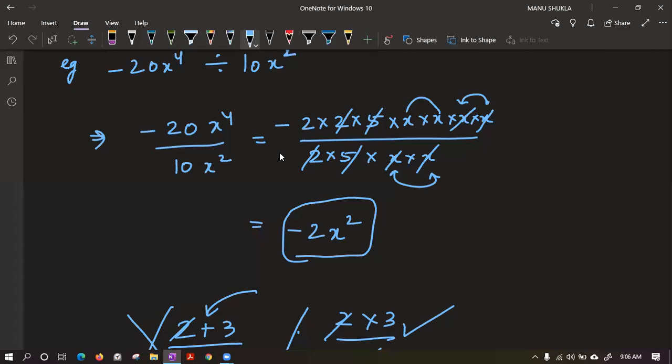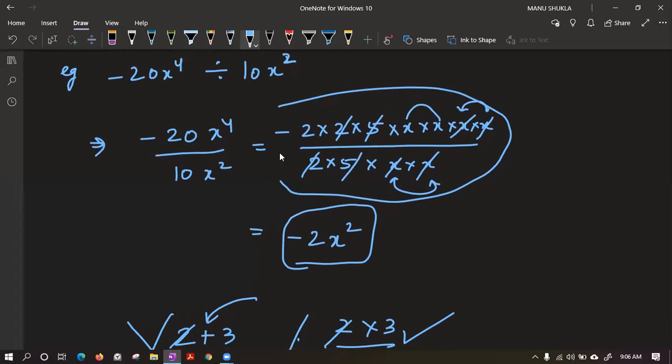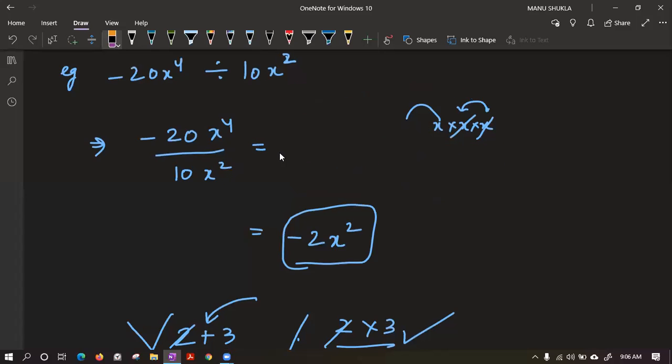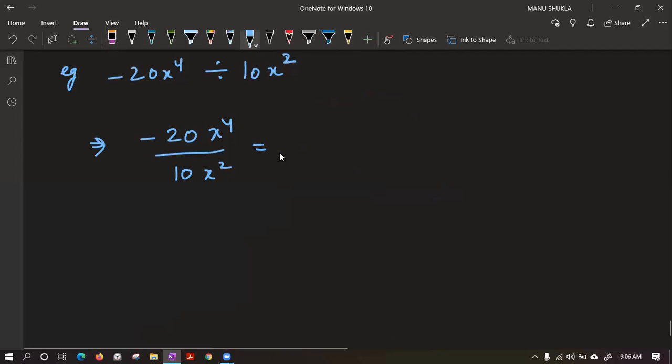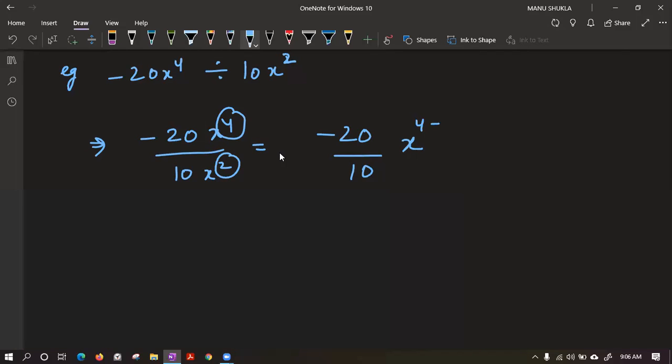Now one more concept for you. In the same question, if you don't want to expand like this, let me give you a small trick. We have learned if same bases are multiplying, powers will add. Class, you remember that thing? When same base multiply, powers add. In the case of division, when same bases are dividing, the powers will subtract. So we will say we have minus 20 upon 10 x power, we have 4 over here, we have 2 over here, it becomes 4 minus 2.